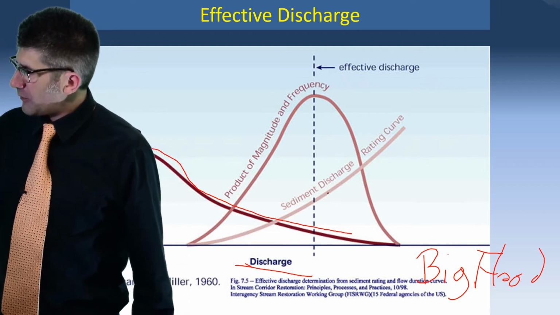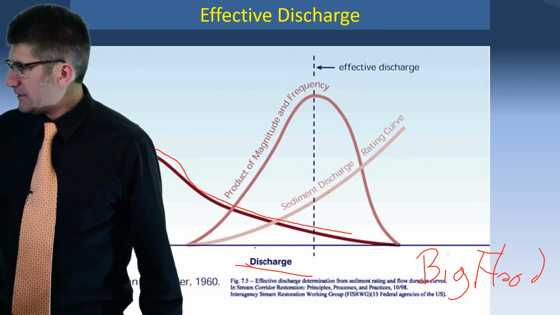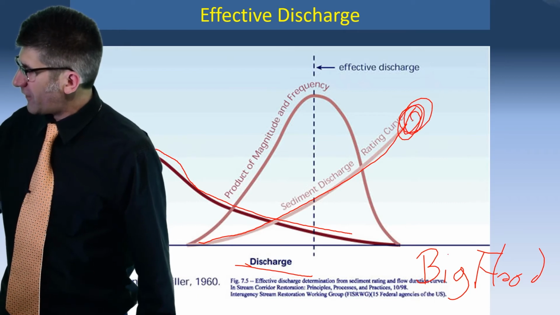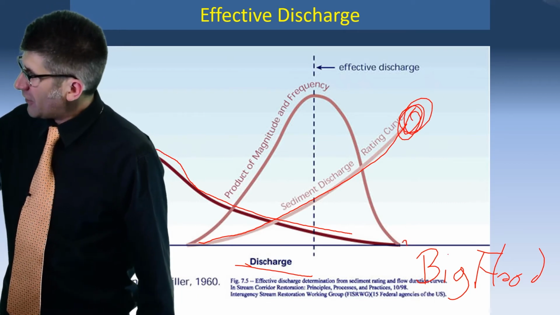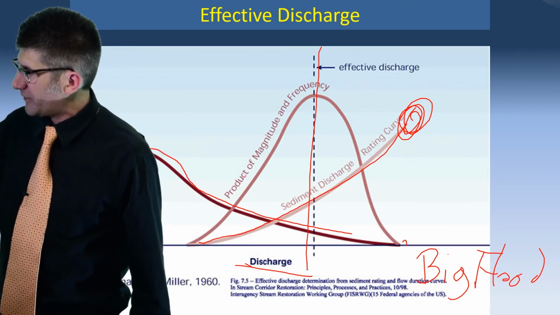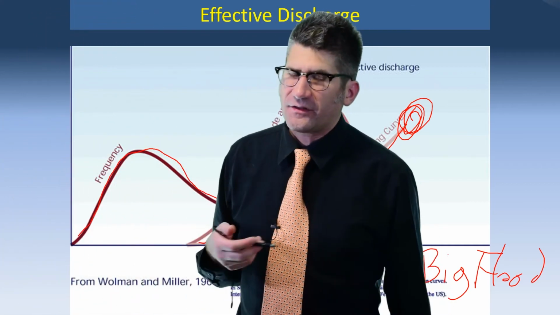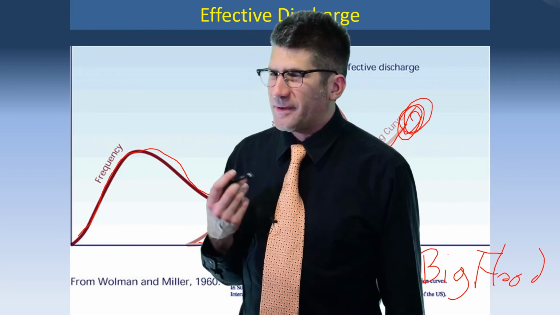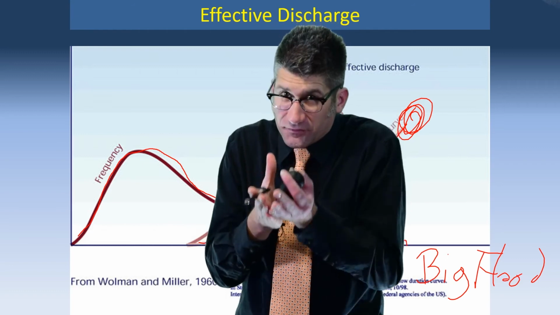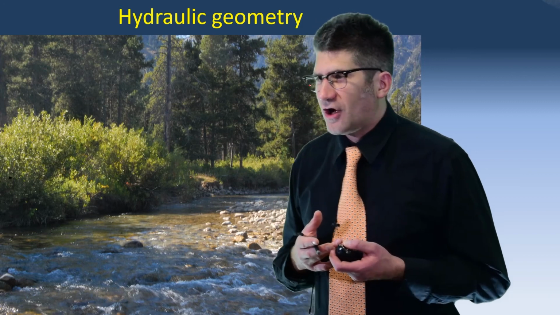But this is what we call our sediment discharge rating curve. This is how much sediment we can move in our floods right here. And so up here, these are the really big floods, but they just don't happen that often. So our effective discharge is essentially the product of magnitude and frequency. And that's going to be the flood that moves the most sediment on the time scale of decades. And so because of an effective discharge, rivers tend to have a typical morphology associated with their flow conditions. And we call that hydraulic geometry.